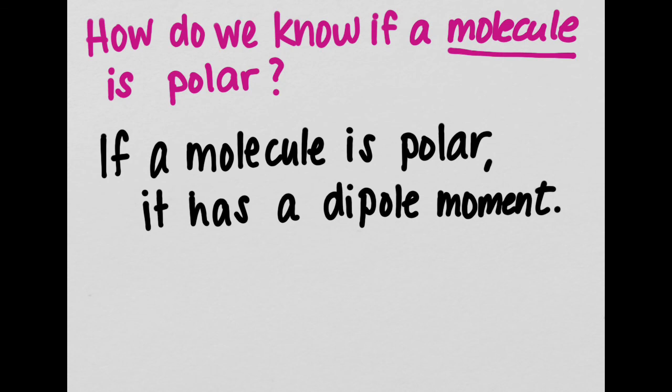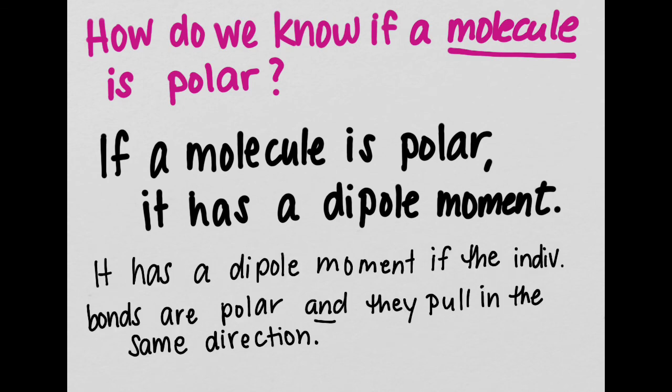We know it has a dipole moment when the bonds are polar, the individual bonds in that molecule, and they're all pulling in a unified direction. So we know a molecule has a dipole moment if the individual bonds are polar and if they're all pulling in the same direction.